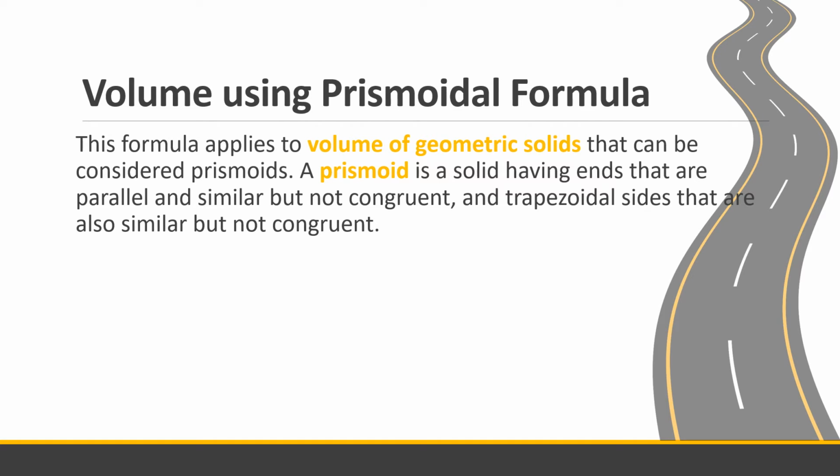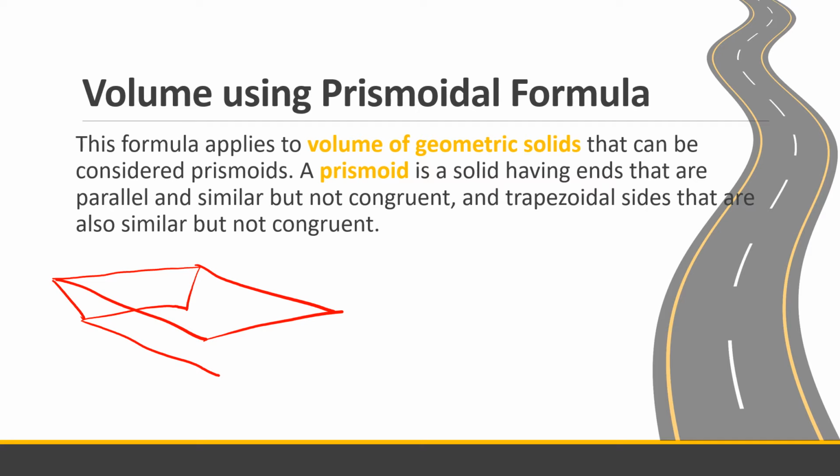For example, you have a cross-section like this. At the other end, they are somehow the same shape but not totally equal or congruent. The height here could be different, and the height here is also different. So that is a prismoid.